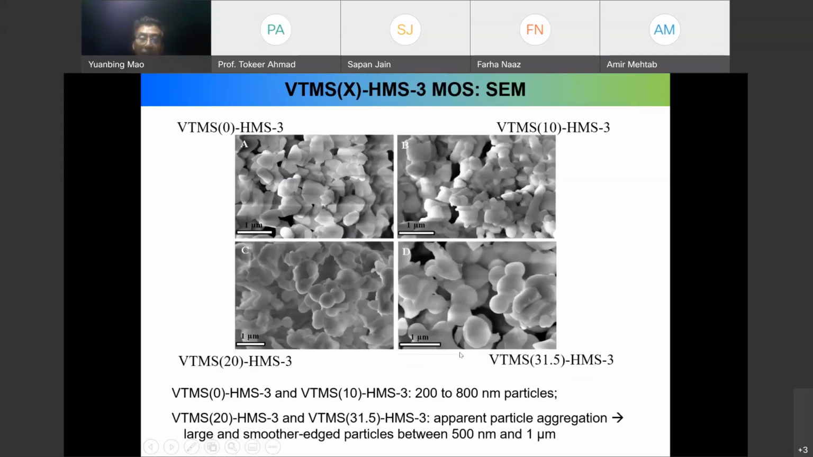And then, in terms of the size and morphology of these particles, they are micro-sized, as you can see here, about 200 to 800 nanometers. There is quite significant particle aggregation. So yeah, that's the other thing we can see here.